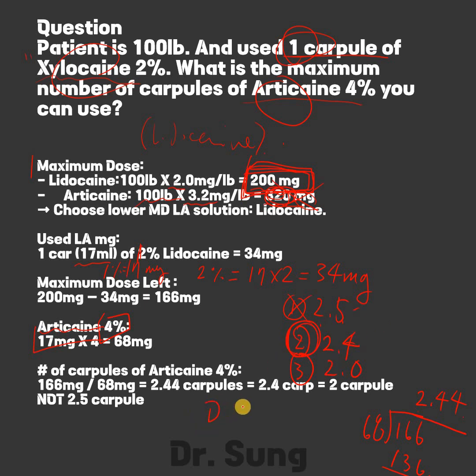What if there are number one, 2.5, number two, 2.0? What is the answer? Of course, 2.0, even though 2.5 seems to be closer, but we should never exceed this number. So the answer is 2.0 is a better answer. So don't round it up, but rather round it down aggressively is better than getting more than this. So as I mentioned here, not 2.5, but 2 carpules or 2.4 carpules.